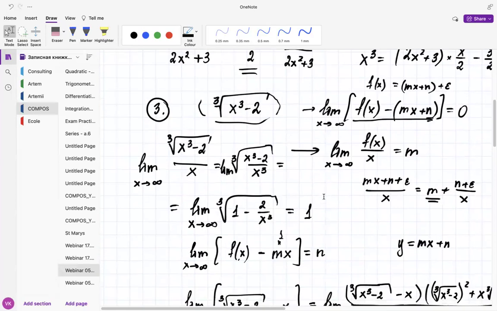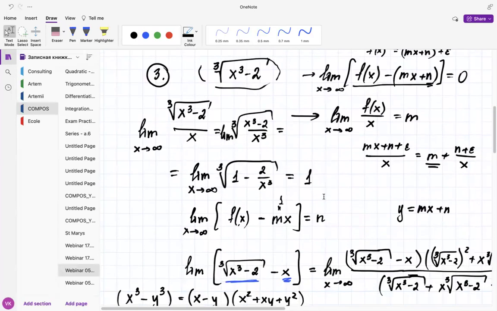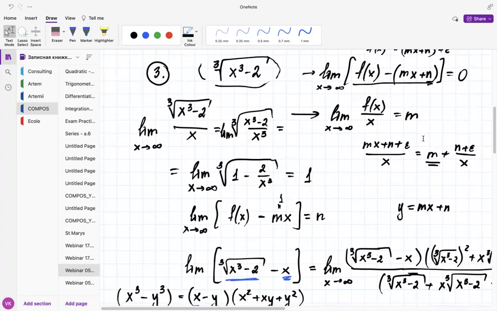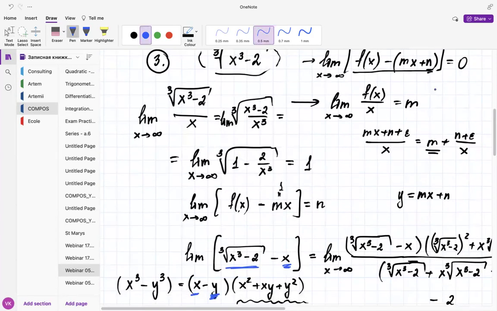Then we dealt with cubic roots, and we played around with the definition of an asymptote, of a slant asymptote. We rewrote it and split it into 2 different cases. First, how to find the gradient in an easier way, and then how to find the free term, the y-intercept, using this gradient.